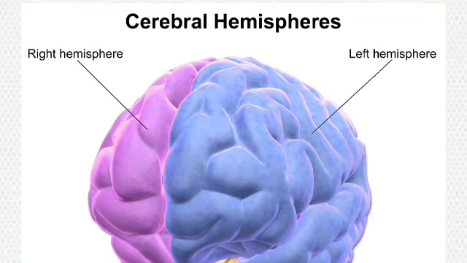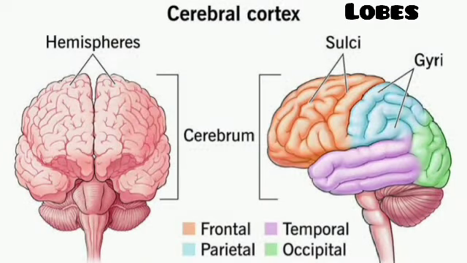Now let's look at the lobes of the cerebral cortex. In each hemisphere, there are three surfaces: lateral, medial, and inferior surfaces. Each cerebral hemisphere consists of four lobes. We have the frontal lobe, the parietal lobe, the occipital lobe, and the temporal lobe.